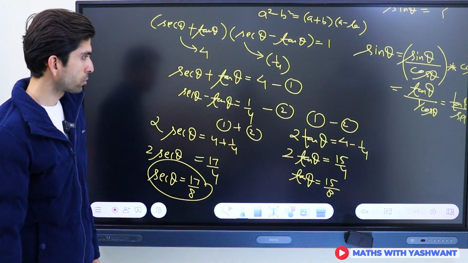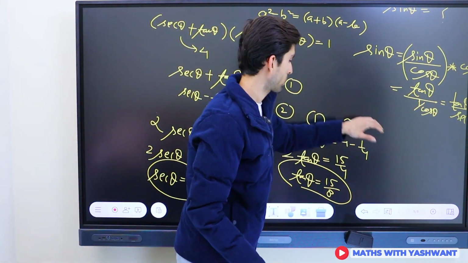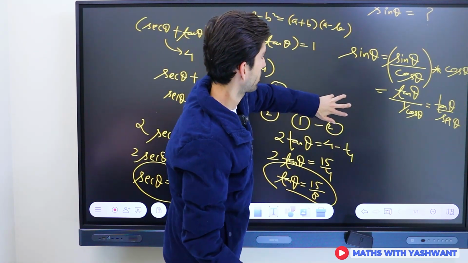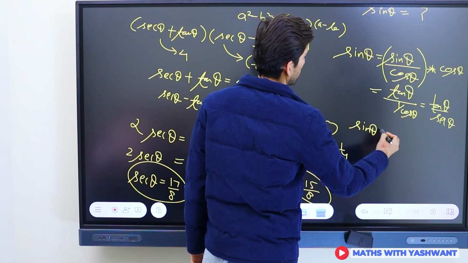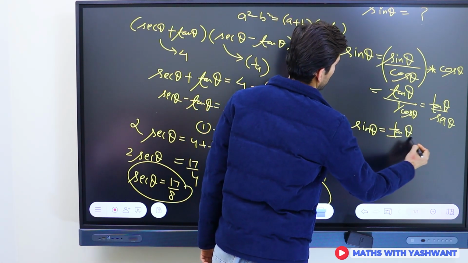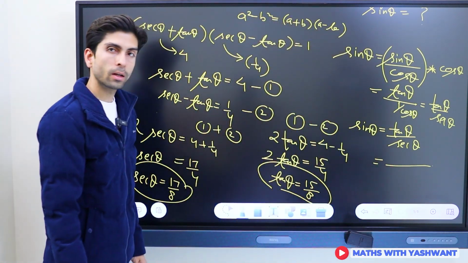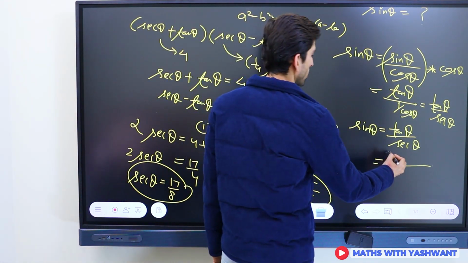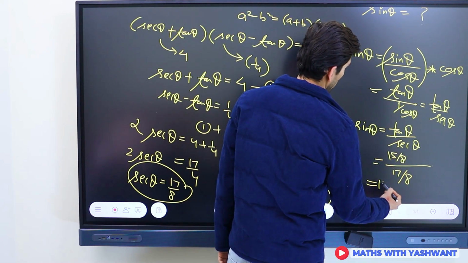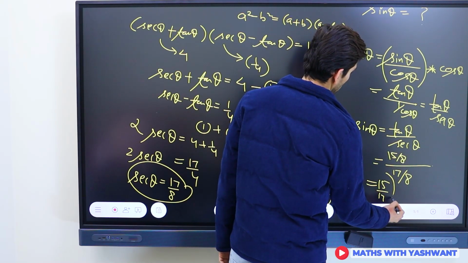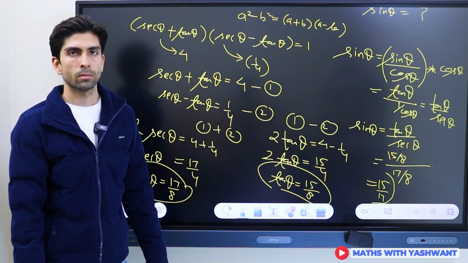Now we can put the values in here. We have sine theta is equal to tan theta upon sec theta. The value of tan theta is 15 by 8, and the value of sec theta is 17 by 8, which comes out exactly the same as the previous method that we solved. That's all.